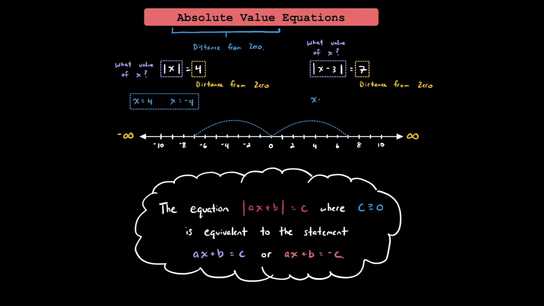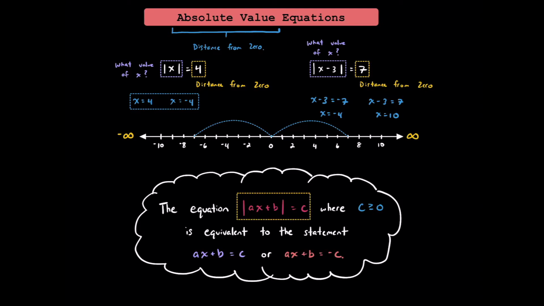From that, we can write two equations: x minus 3 is equal to negative 7, and x minus 3 is equal to positive 7. Solving each of these equations, we find out that x is going to equal either negative 4 or x is going to equal positive 10. While these are just two basic examples, they should give you some insight and understanding of how these absolute value equations are going to work.